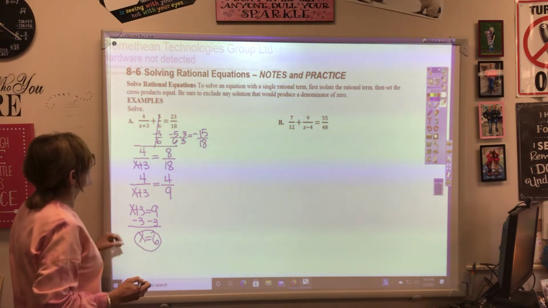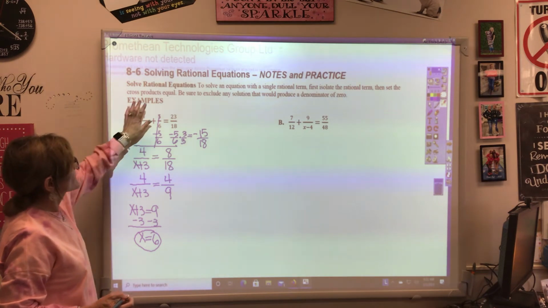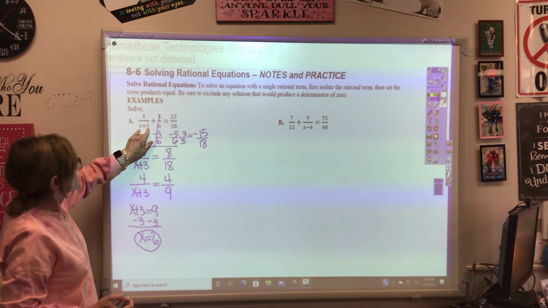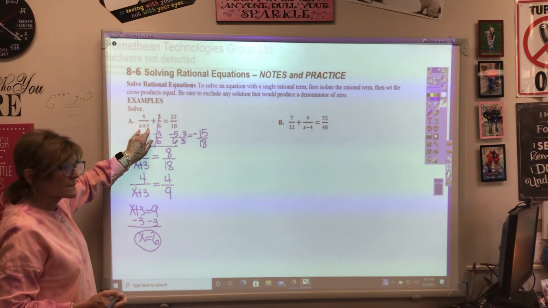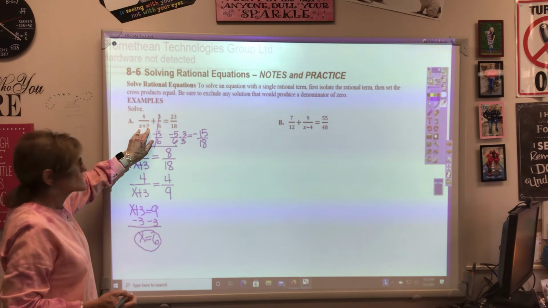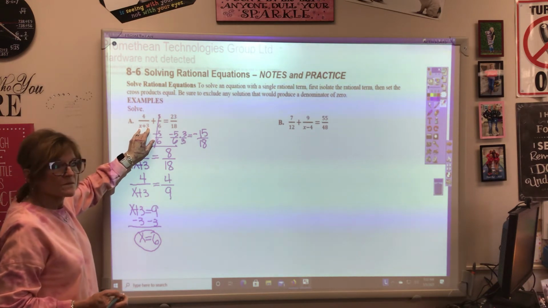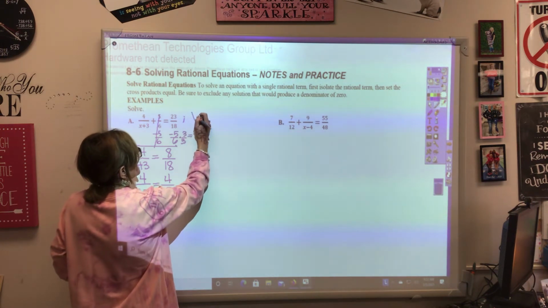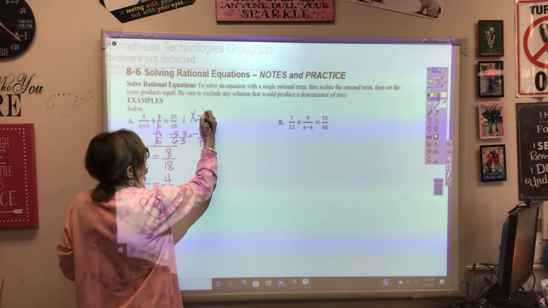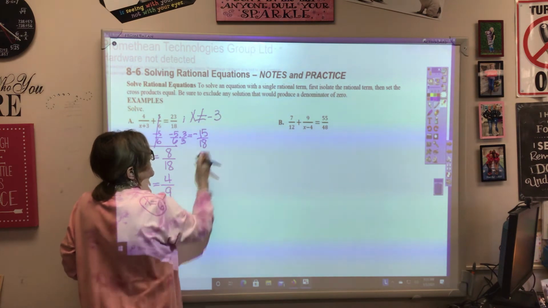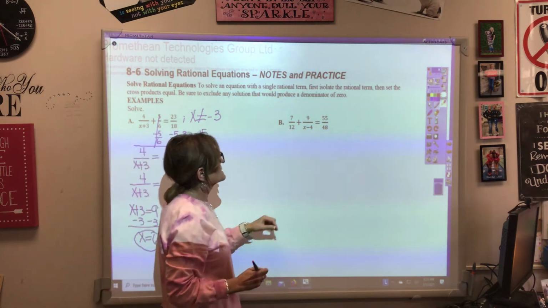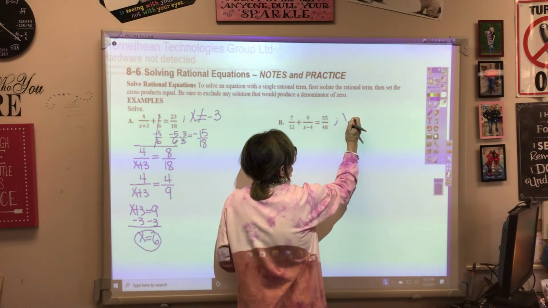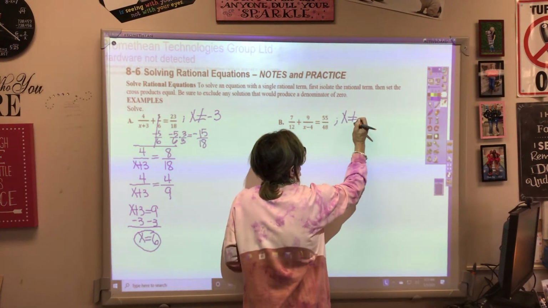Now, I should have started off by telling you what to exclude as a solution. If you set x plus 3 equal to 0 and solve it, what you have to exclude would be x equals negative 3. So our exclusion would be that x cannot equal negative 3. So on B, our exclusion would be that x cannot equal 4.